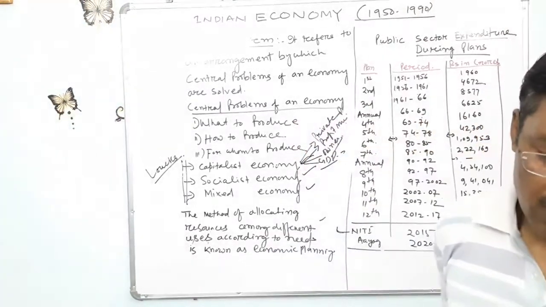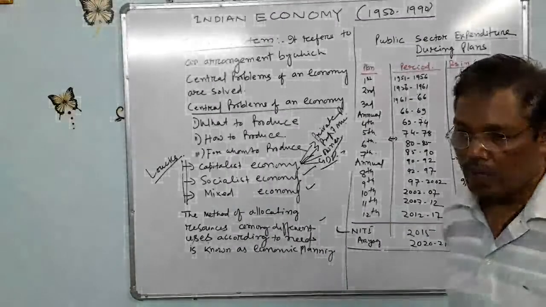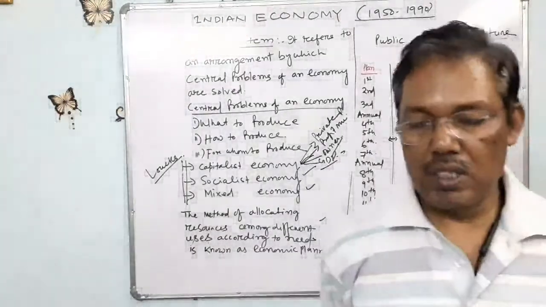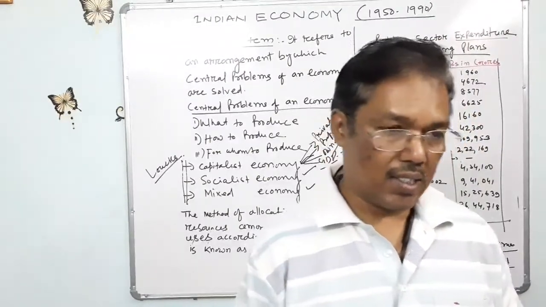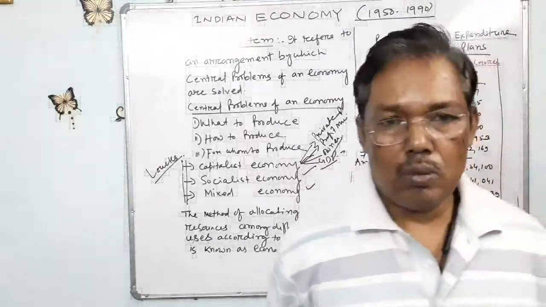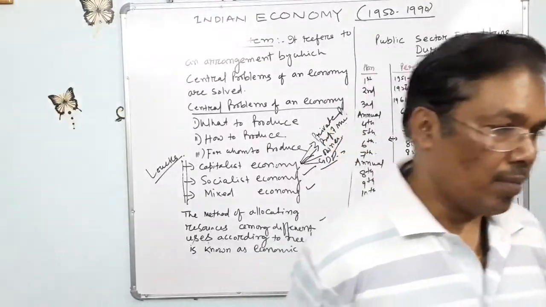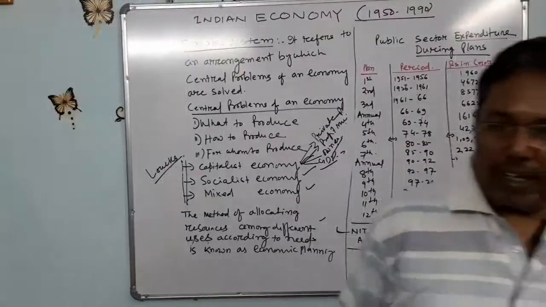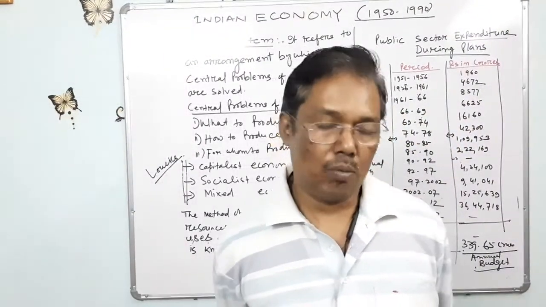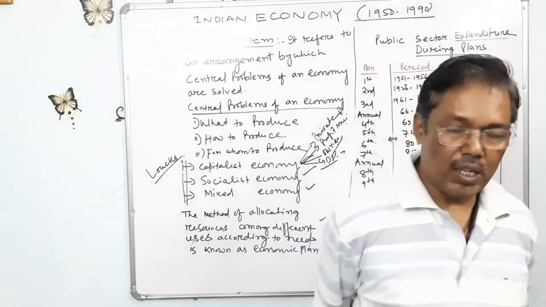So over the capitalist economy, or the centrally planned economy, or the socialist economy, we switched over to the mixed economy. India is a mixed economy country. It means the advantages that accrue from the capitalist economy and from the socialist economy are taken into consideration in the mixed economy. That is why India is a mixed economy.